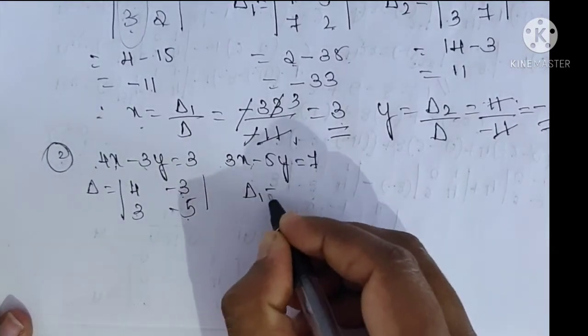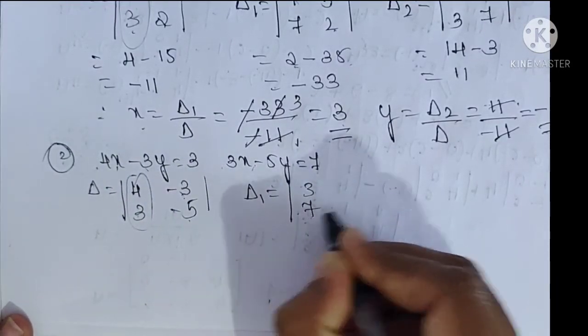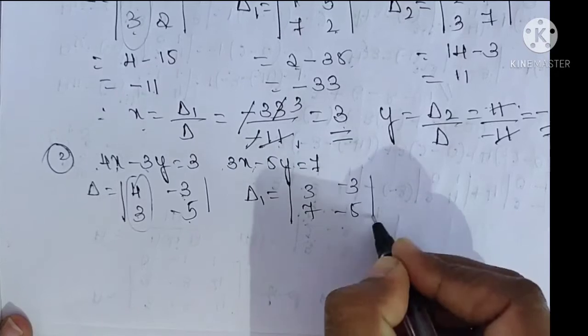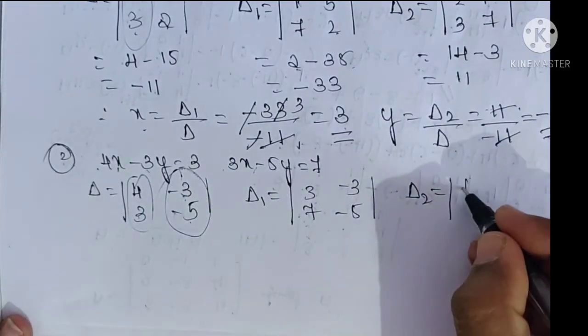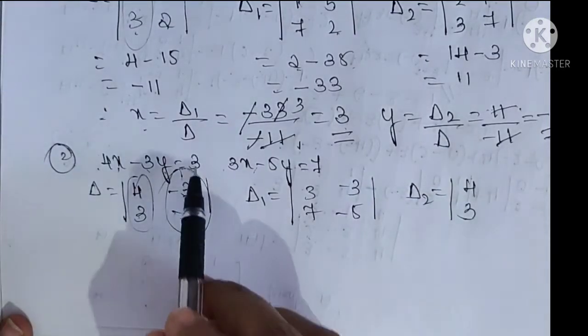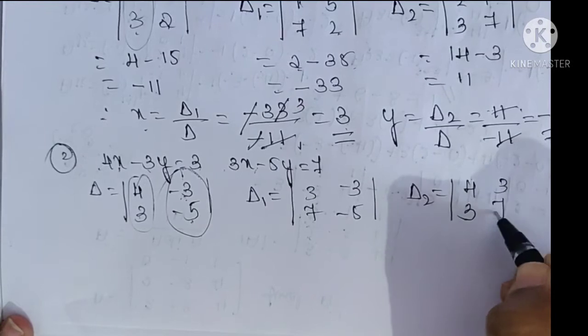Delta 1 is obtained by replacing the first column by 3, 7: 3, 7, minus 3, minus 5. Delta 2 is obtained by replacing the second column by 3, 7, keeping the first column 4, 3 as it is, with minus 3 and minus 5 replaced by 3 and 7.